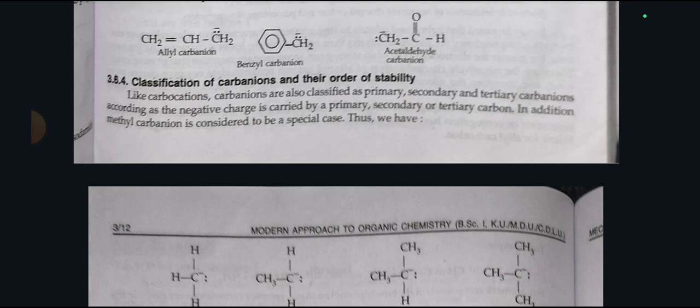3.6.4 Classification of carbanions and their order of stability. Like carbocations, carbanions are also classified as primary, secondary, and tertiary carbanions according as the negative charge is carried by a primary, secondary, or tertiary carbon. In addition, methyl carbanion is considered to be a special case.